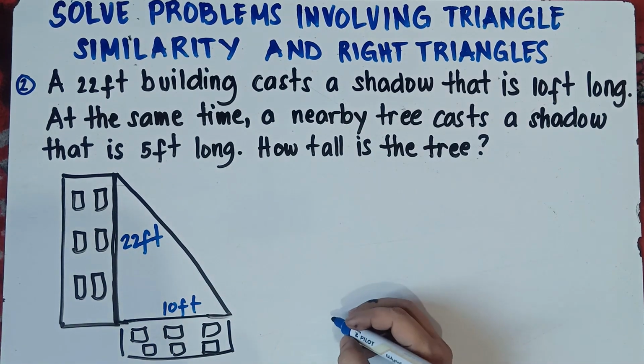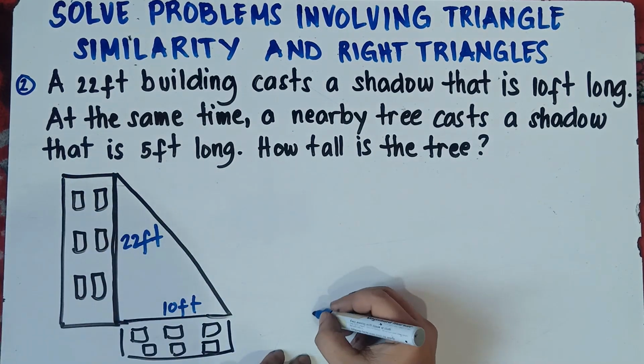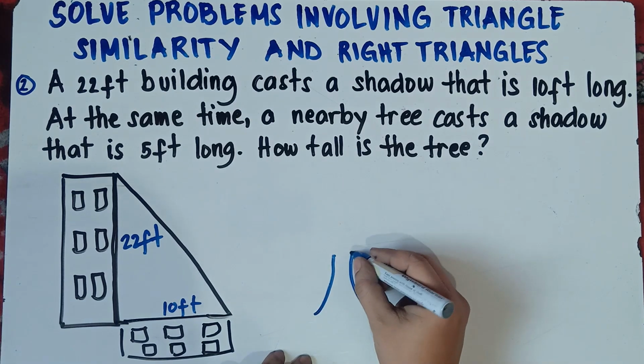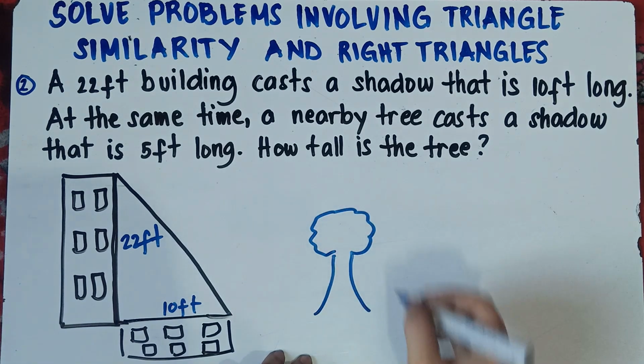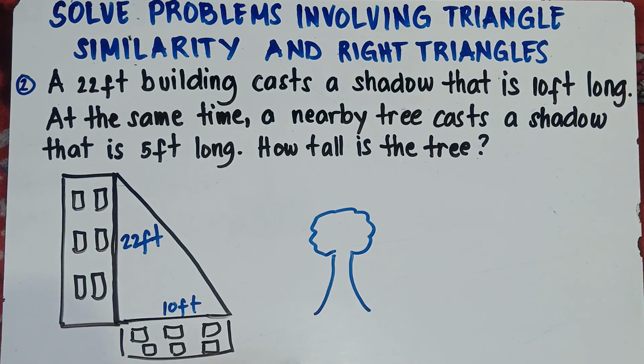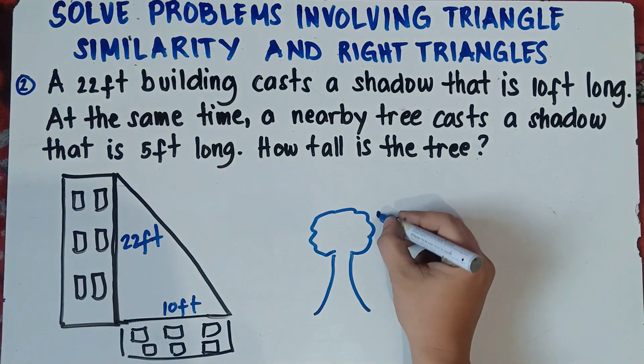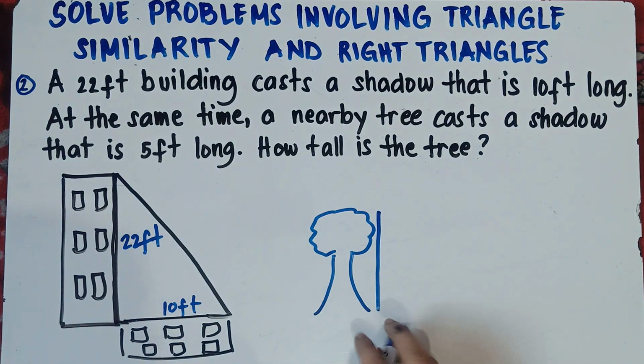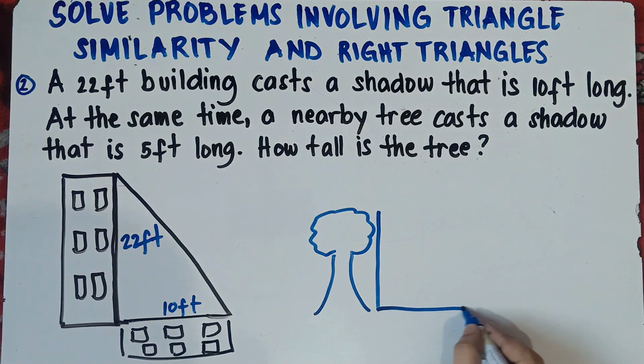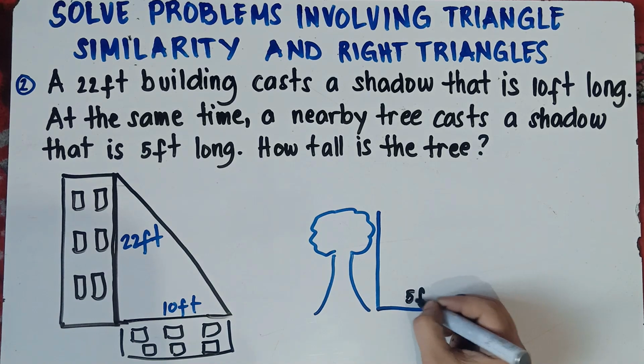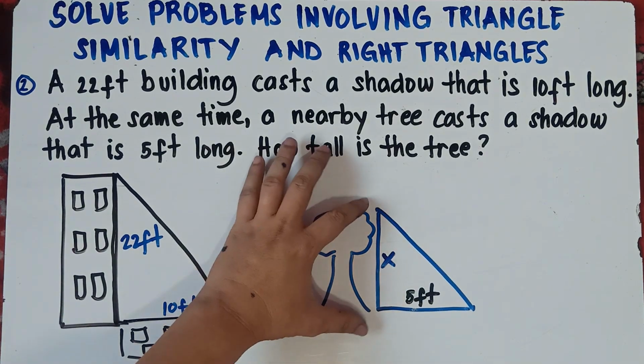So let's draw a tree nearby. Nearby this building, we have a tree. Okay, this is the tree. And of course, we're told to find the height of the tree. This tree casts a shadow, so there's a shadow, this one. This will be the shadow of the tree that is 5 feet long. We're told to find this height.